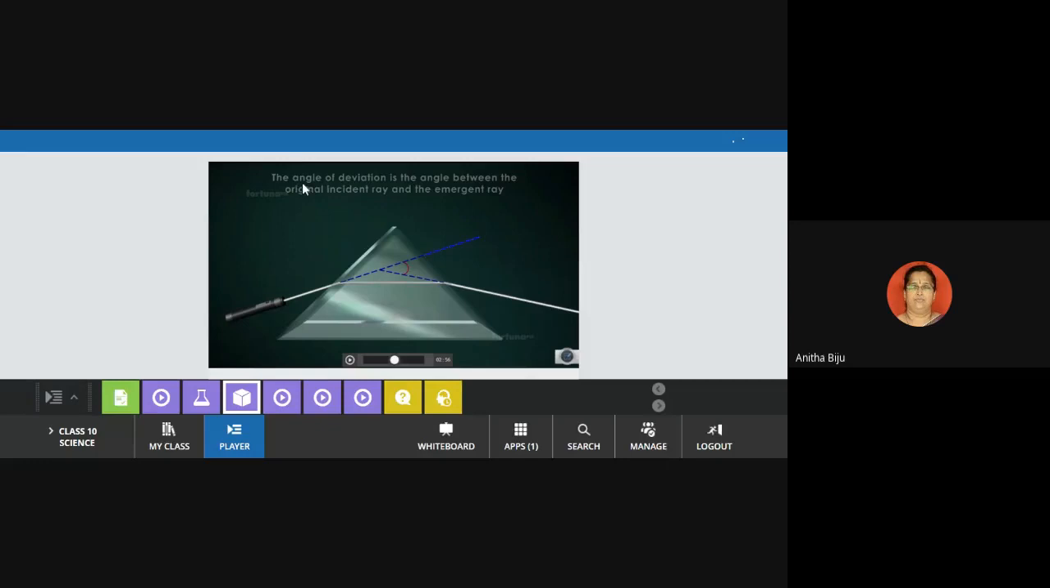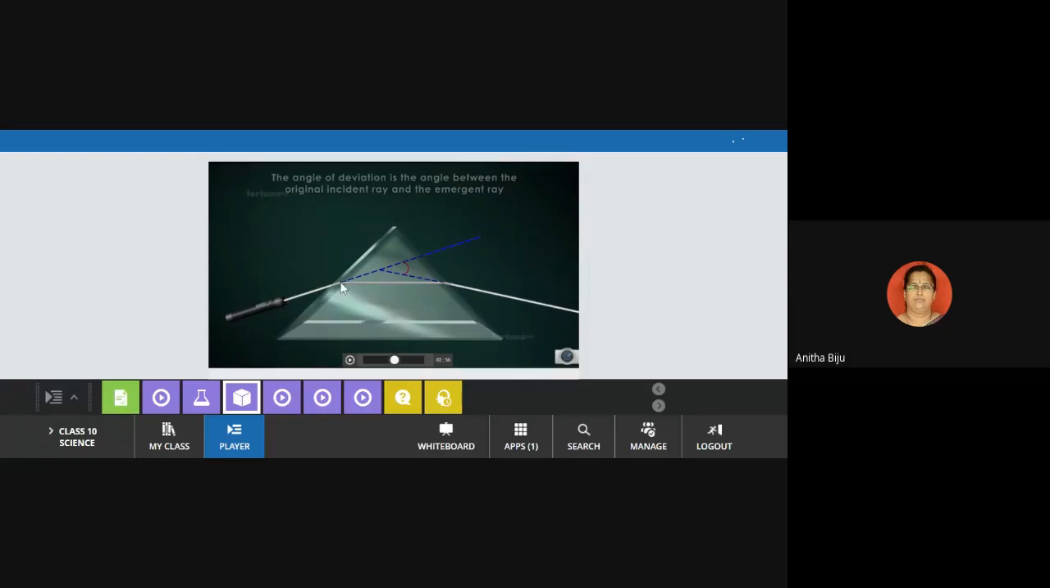So it is the angle of deviation, and it is defined as the angle between the original incident ray and the emergent ray. Original means where the incident ray was supposed to move out of the prism. That is why it is called the original incident ray. And the emergent ray from where it is supposed to start. This is the particular way we can draw, and this diagram is very important. And labeling is also important at the same time.